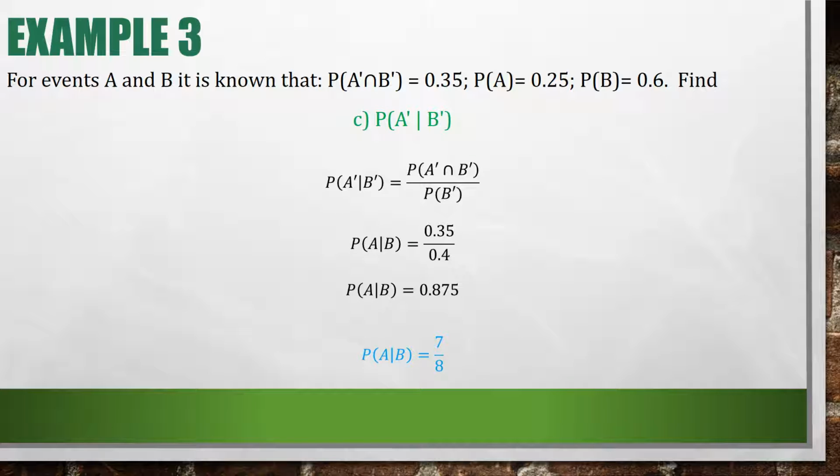Okay, so let's find the probability of the complements. So the probability of A complement given B complement. We actually have all of these values here as well. So all we have to do is plug our numbers into our equation and then simplify.